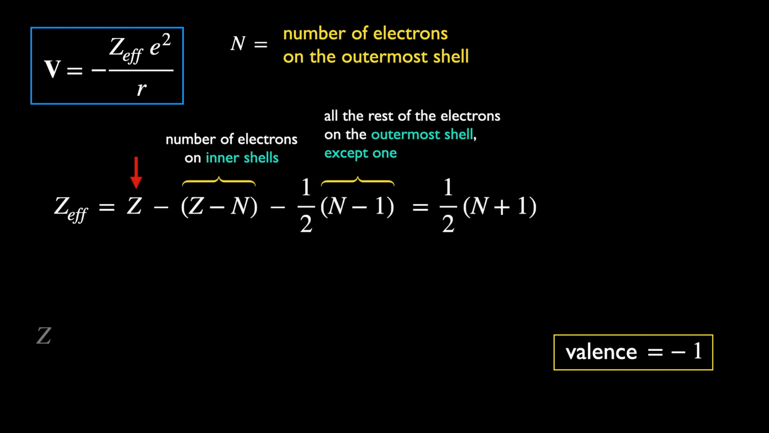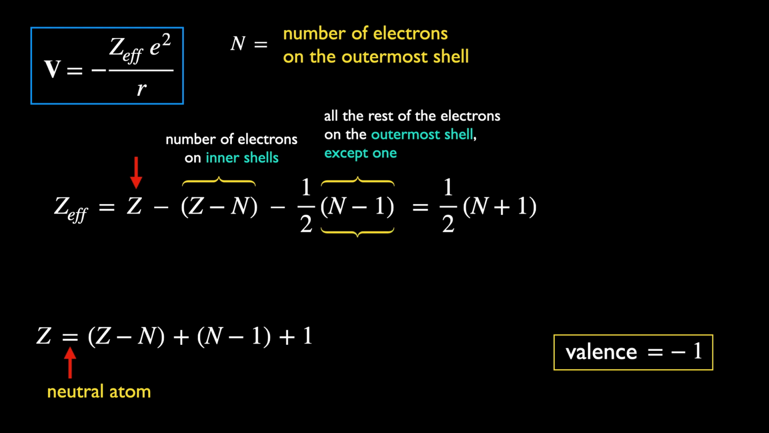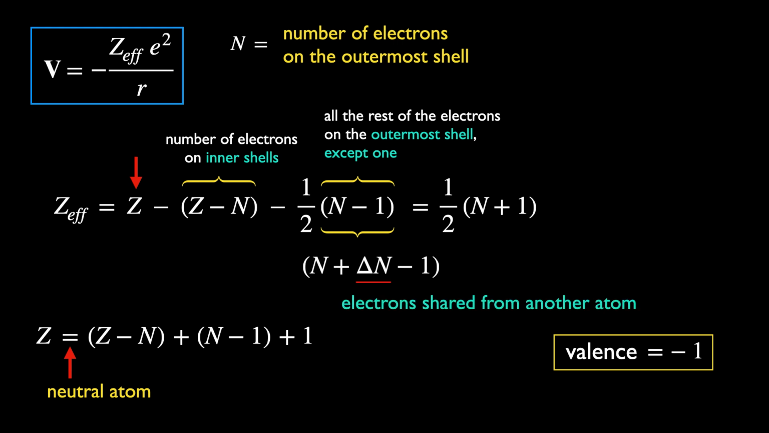As we have said, the positive charges of the nucleus is balanced by the total negative charges of the electrons in the atom. To estimate the potential experienced by a typical electron on the outermost shell when extra electrons are added, we would have to modify this last term. Like so, delta n is the extra number of electrons shared from another atom. This modifies our result for effective Z.